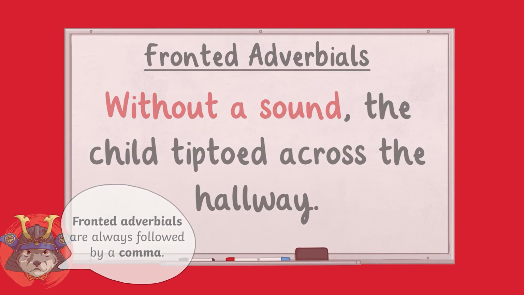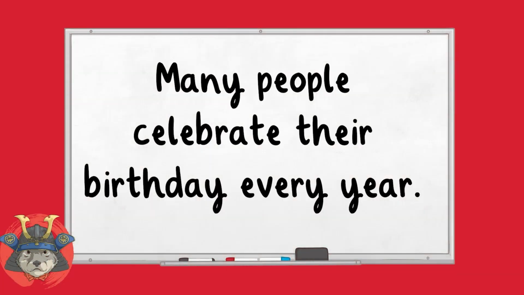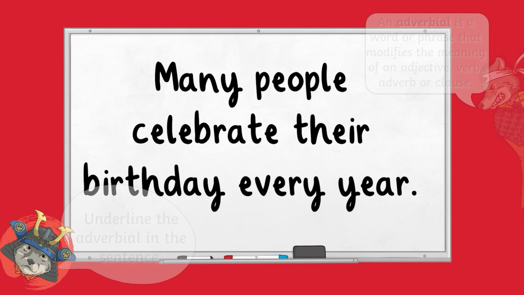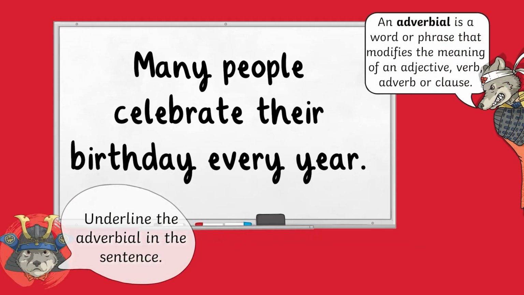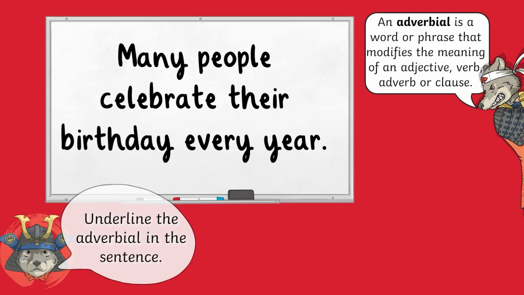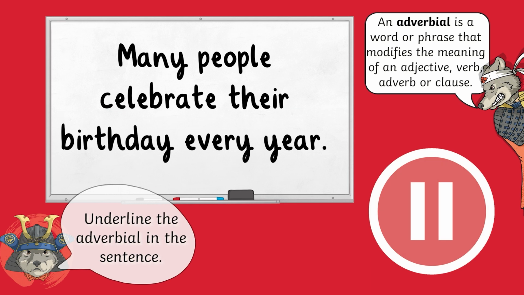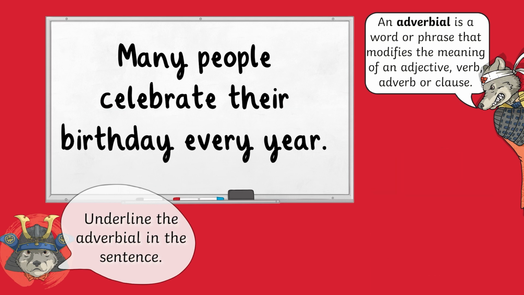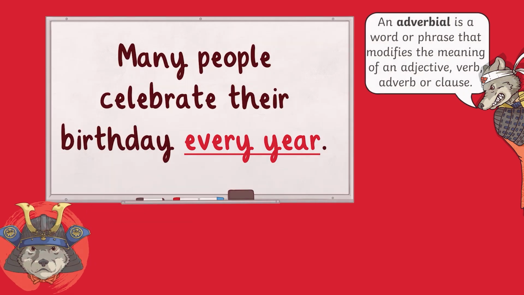Now let's see if we can spot an adverbial in a sentence. Take a look at this question. Underline the adverbial in the sentence. Many people celebrate their birthday every year. Look closely at the sentence. Which word or phrase is the adverbial? The phrase every year is an adverbial because it's describing how often people celebrate their birthday. It's an adverbial of frequency.